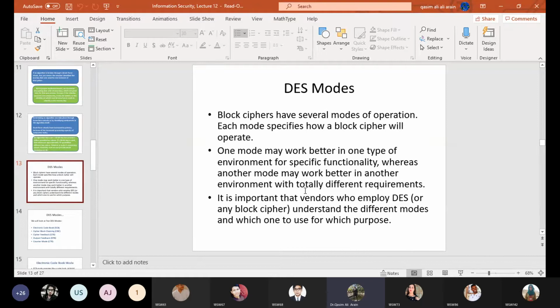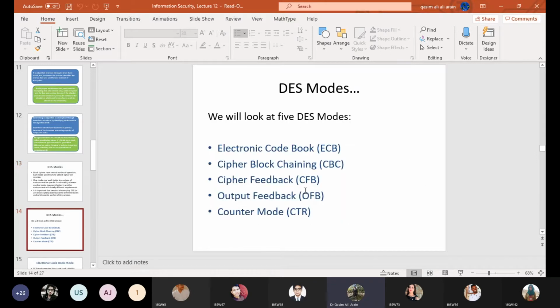Now see what he wants to say. He wants to say that the DES modes are applied according to the situation. I mean, in which situation which mode is better, you need to go for that particular mode, right? But for today, what we need to see is how DES can be broken, right? Understand the different modes and which one is used. So we need to learn about the different modes of DES.